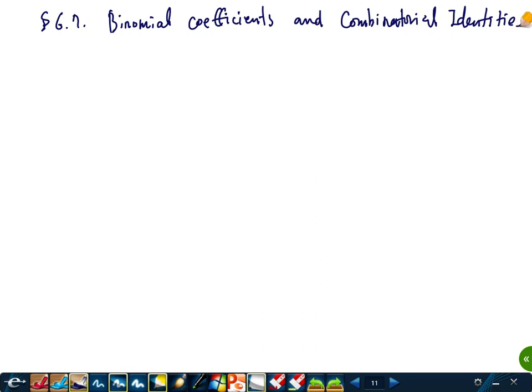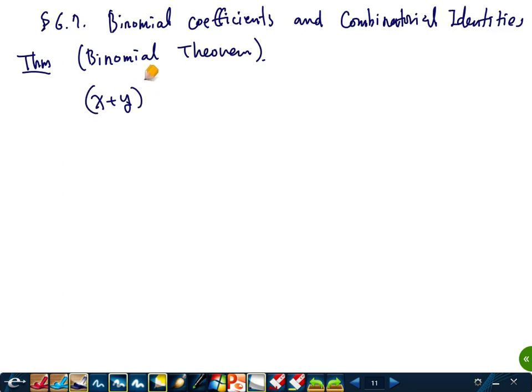Okay, so the theorem. There's a very famous theorem, and probably you learned this in your high school. Binomial theorem. Binomial means polynomial with just two terms, like this, binomial. And this raised to the nth power. And there is a nice way to expand this.